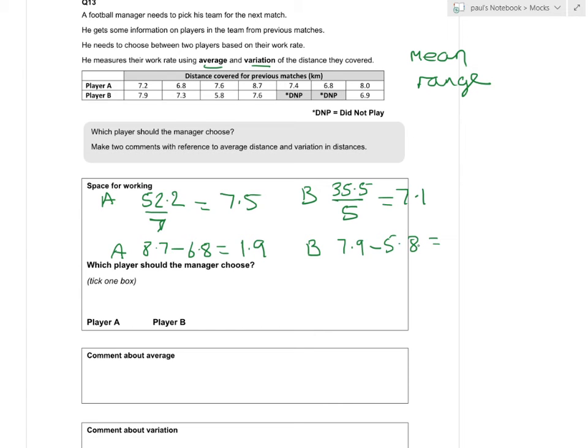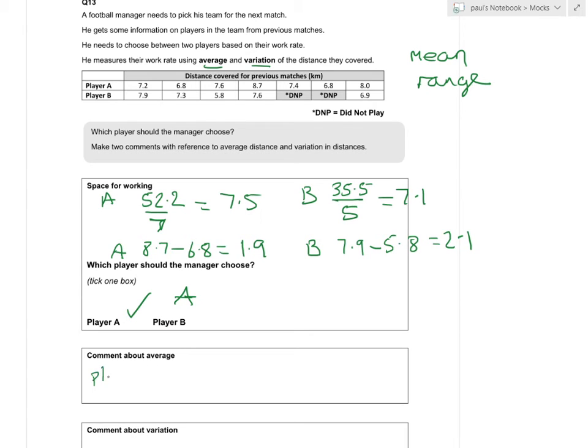So 7.9 minus 5.8 equals 2.1. Right, now what this means, which player should he choose? He's going to choose player A. And what's a comment about the average?